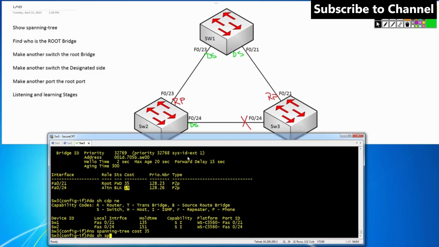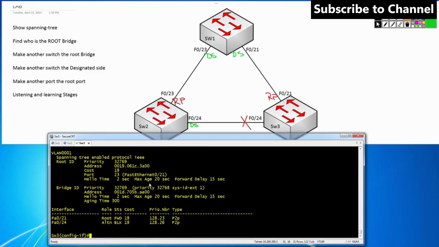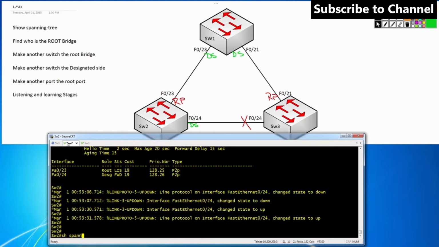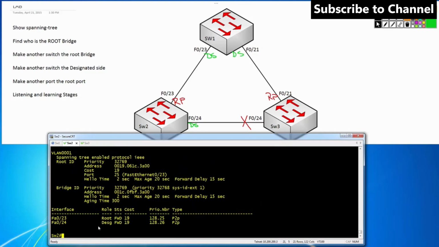So, do show spanning tree. We're going to copy the MAC address of this particular switch, and we're just going to paste this right here. We'll move this down to even up a little bit. As you can see, this bridge has a 001C. This one has a 001D. 001D, 001C. So that's why this one became designated.